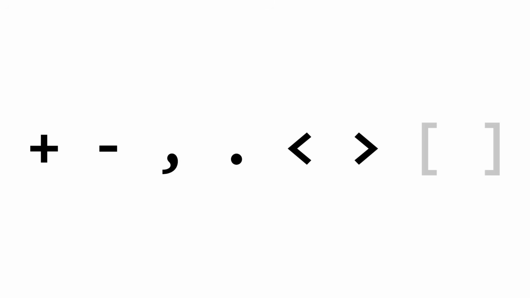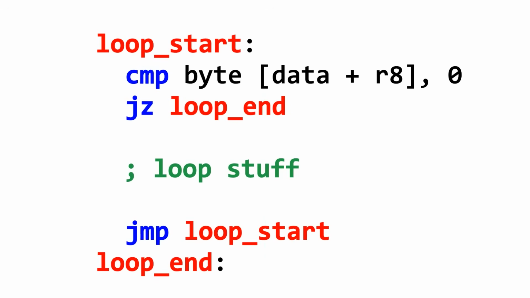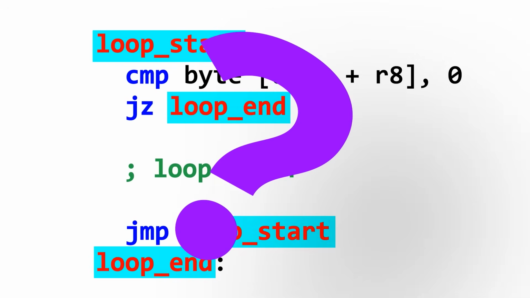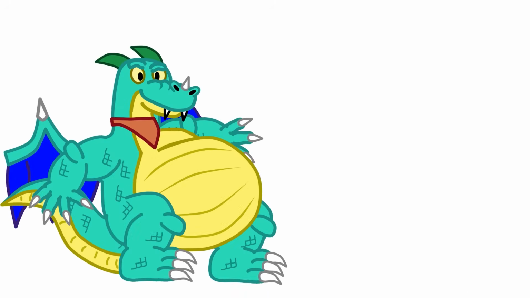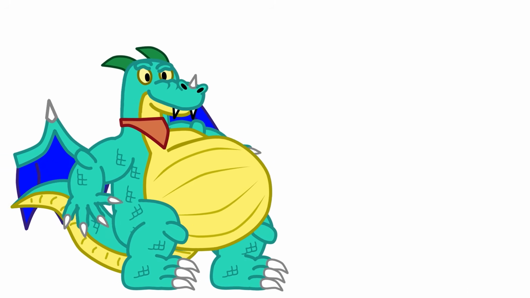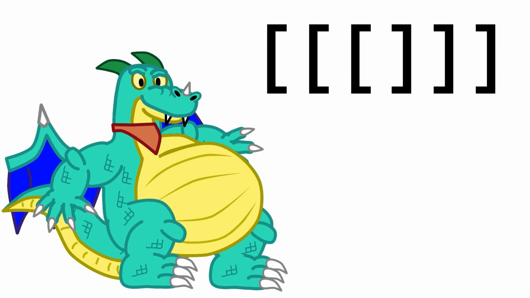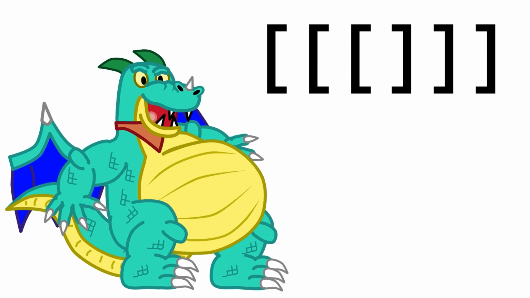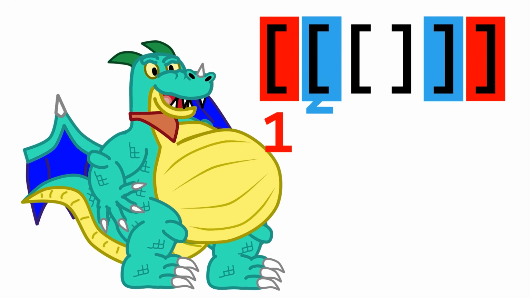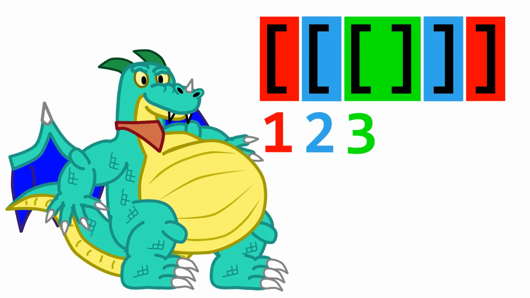But it still doesn't have loops, which are slightly more complicated. If you recall, loops require label names, but how do we pick the label names? Well, let's have C-Tail over here guess some label names. Okay, C-Tail, how would you label these loops using numbers? Okay, this one is 1, this one is 2, and this one is 3. Correct!